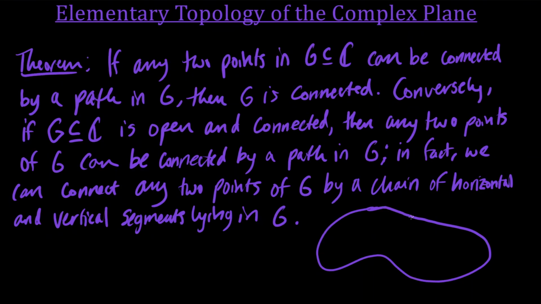To give a visual example, let's say this is one of our points and this is our second point. Let's suppose that G is open and connected. Then we should be able to connect this first point to this second point by only using horizontal and vertical segments. Here's a way we can do this. Here's a horizontal segment, and here's a vertical segment. So if G is open and connected, we can construct such a path for any two points in G.